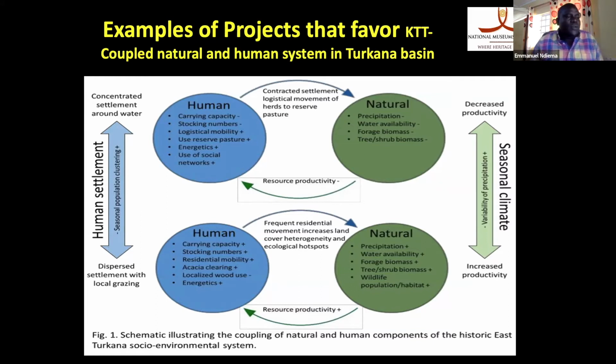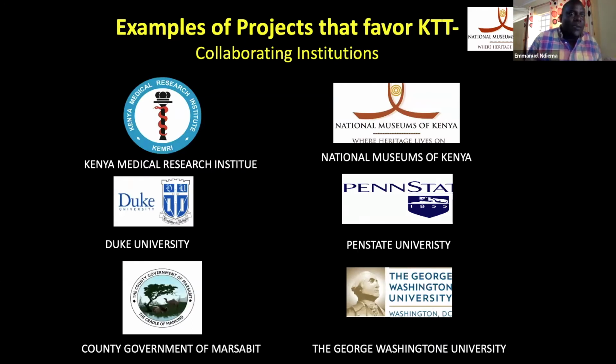So that is the project that we are undertaking, and we look at how frequent residential movements decrease or increase the land cover heterogeneity, and also create ecological hotspots, which are a good thing. And this is how the natural system feeds into the human system, and the human system feeds into the natural system. So that is one of the projects we are implementing, and it's a collaborative project, working with different institutions and groups.